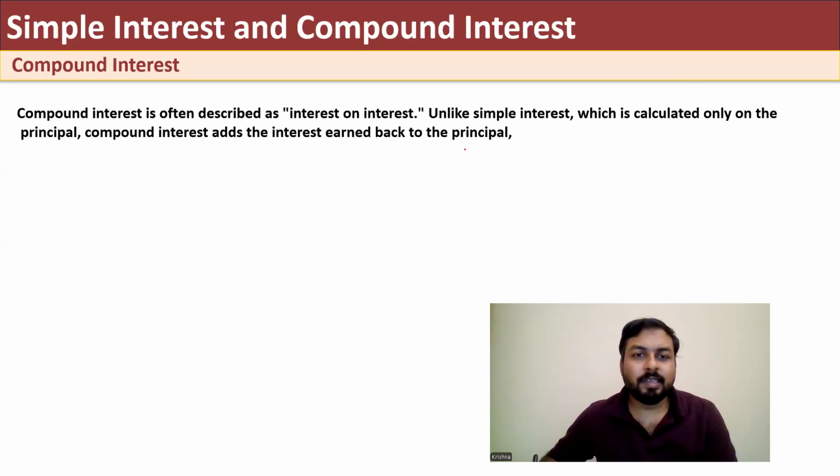All right. Let's see what is compound interest. Compound interest is described as interest on interest. Unlike simple interest, which is calculated on the principal, compound interest adds the interest earned back to the principal. So let's understand the meaning of this line with an example.